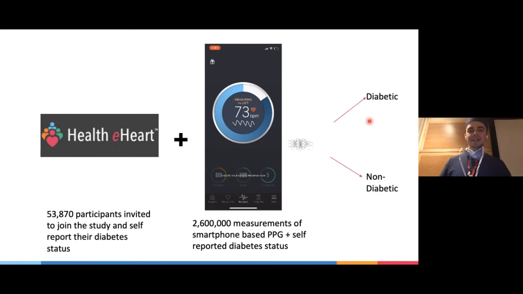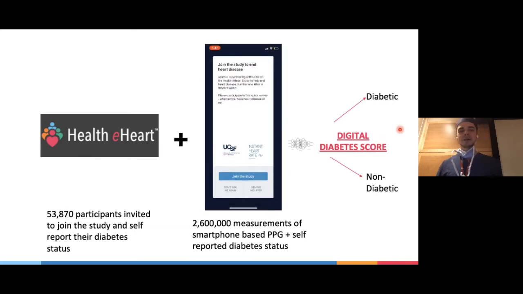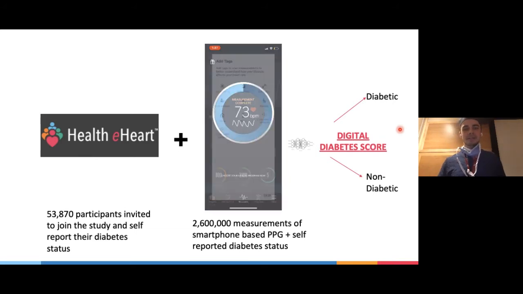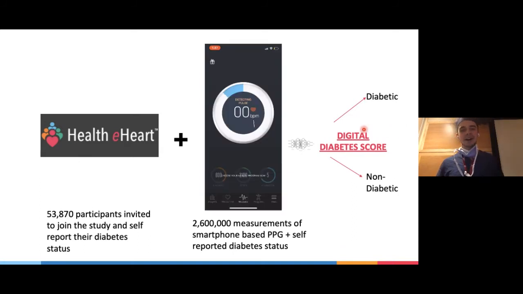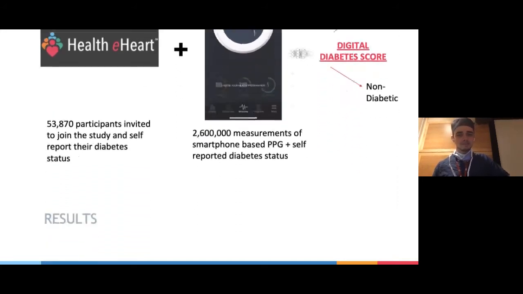We built an AI classifier that essentially outputs a digital diabetes score ranging between 0 and 100, 100 being a very high likelihood of diabetes, 0 being no likelihood of diabetes. And we use that score to classify a photoplethysmography signal into diabetes and non-diabetes. Our goal here was to develop a proof of concept to see if this worked or not.